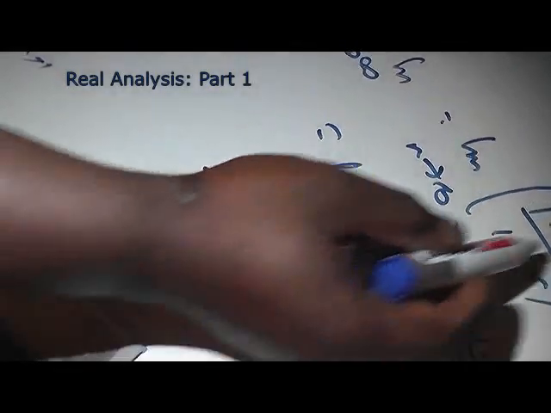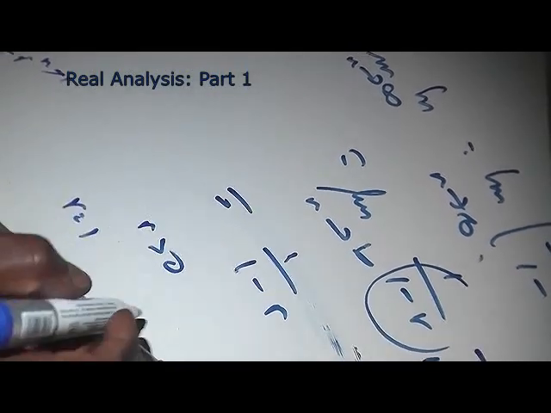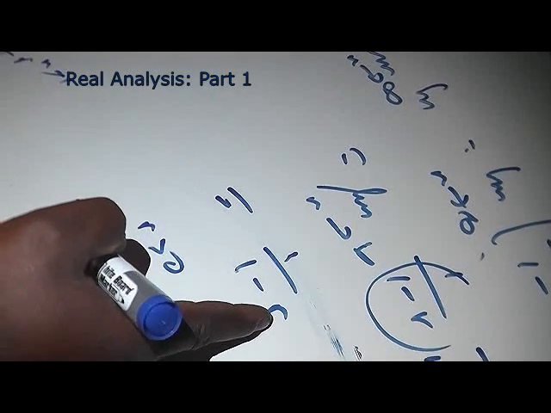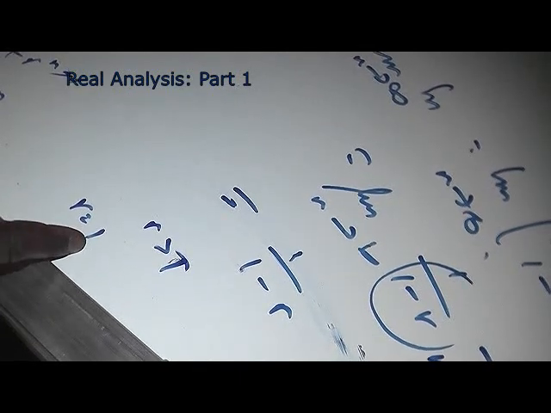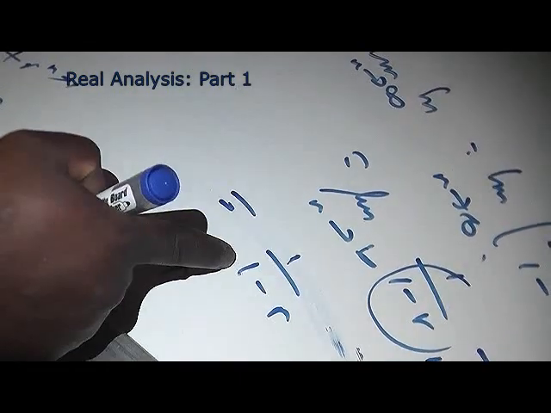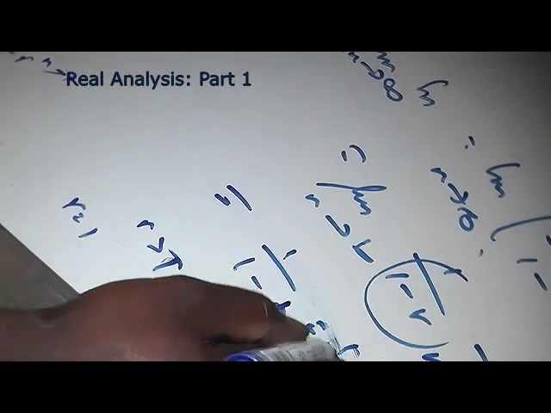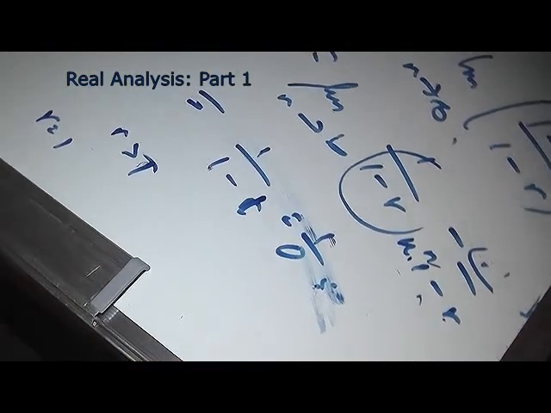Now if R is bigger than 1, we get divergence. If R is equal to 1, then it's undefined. This is 1 over 1 minus 1, which is 1 over 0, which is undefined.